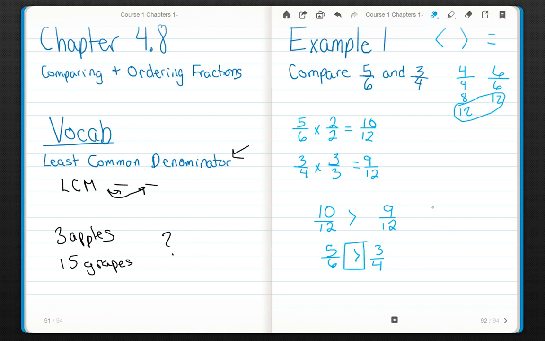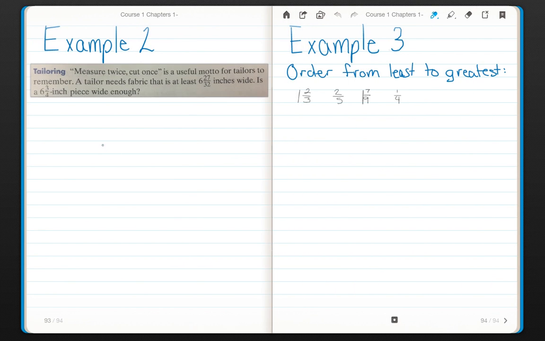Cautionary tale, you need to make sure that you leave your fractions in the same order all the time. So if 5/6 and 10/12, you need to make sure that you have those on the same side of your sign. If you switch them around, then your inequality sign will be mixed around also. So just be careful about that. All right, example number 2.